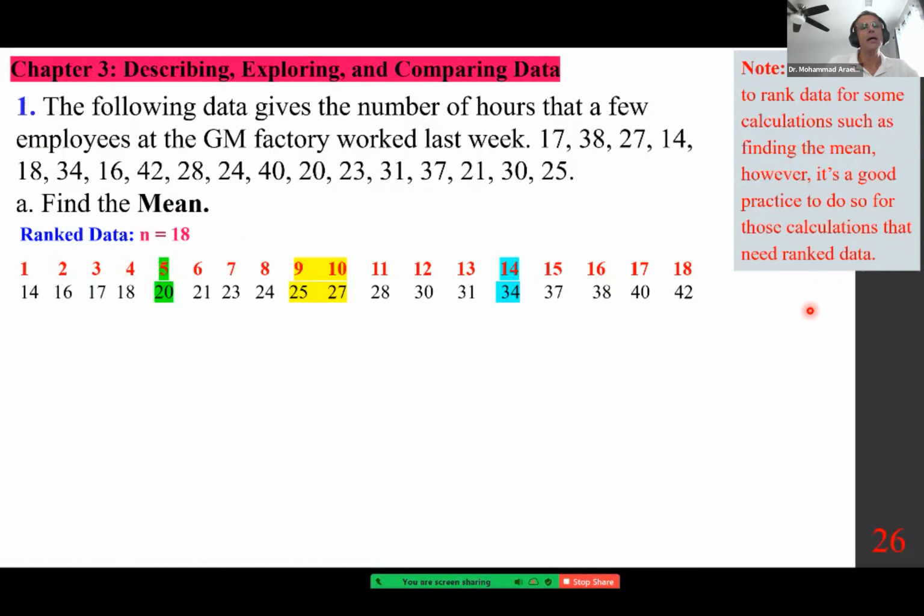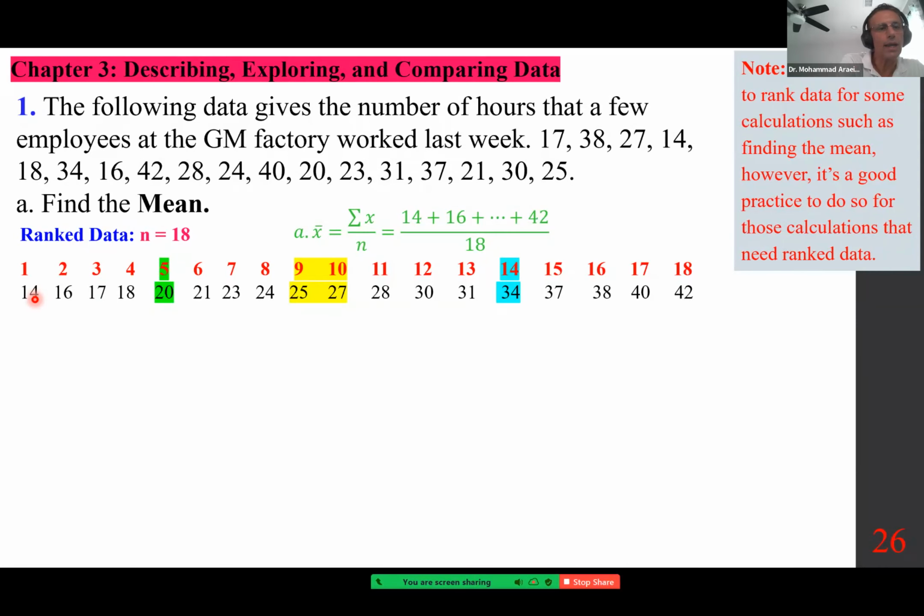As far as the formula is concerned, it is important that you show your work so your reader can understand what you're doing. Mean is defined as the sum of all entries divided by the size. So x bar is the summation of x over n. This refers to a few employees, and therefore this is a sample. We use x bar. This is the summation sign, a sigma, a Greek letter that represents summing.